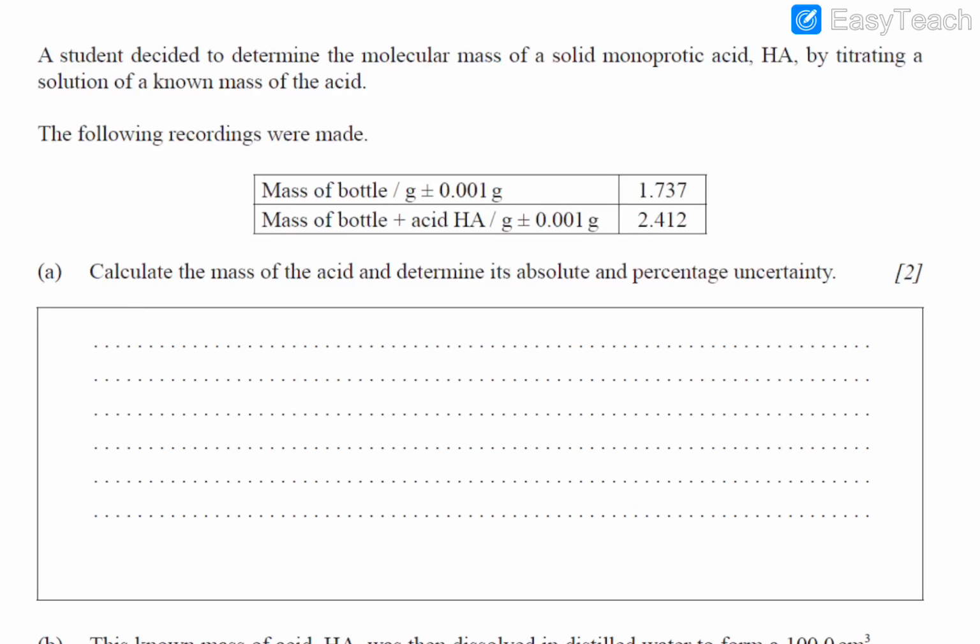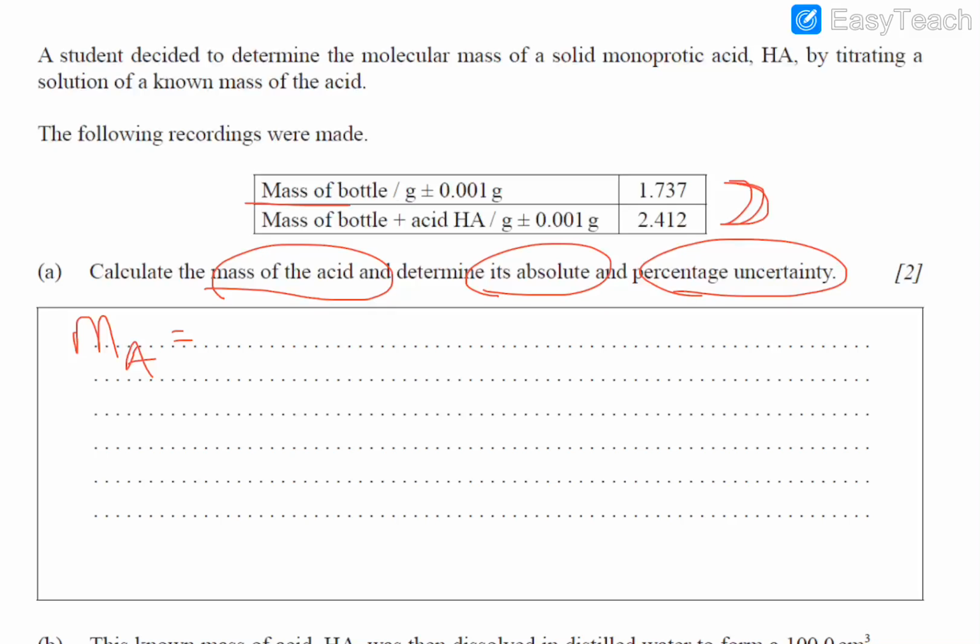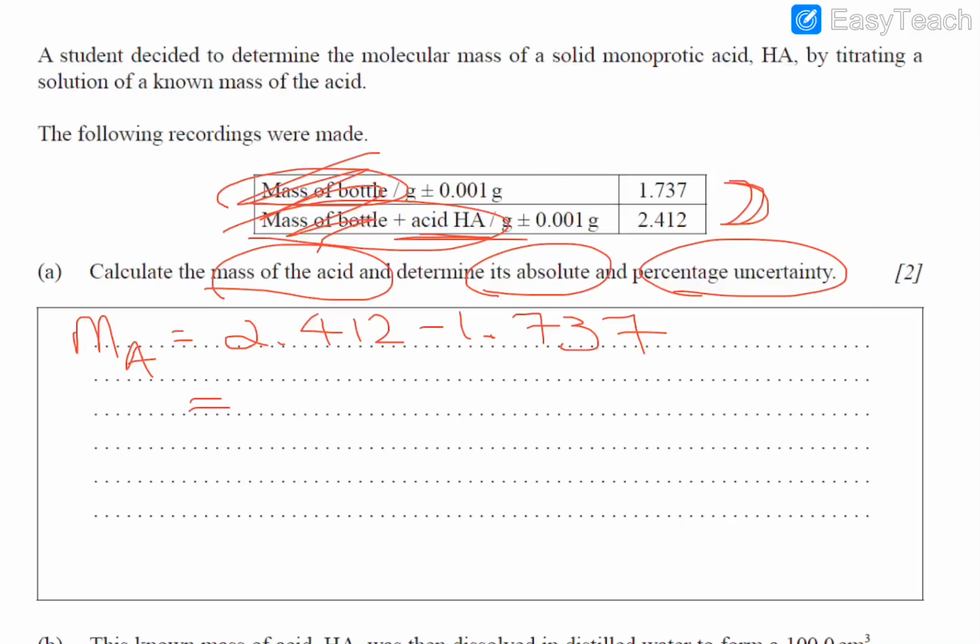For this question, finding the mass of acid and its absolute uncertainty and its percentage uncertainty. So mass of acid is going to be, you have to subtract these two numbers because that's bottle and bottle plus acid. So if you minus the bottle, you get just the acid. So 2.412 minus 1.73. So that's going to give you, okay, I'm keeping the 3 dp.